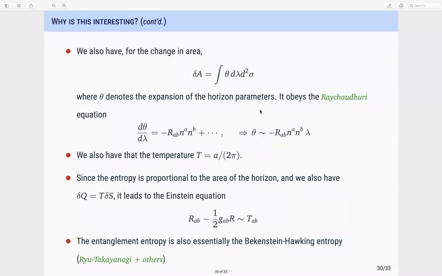Now the entanglement entropy. What is used here is the Bekenstein-Hawking entropy, but it's also the entanglement entropy we know from the work of Ryu and Takayanagi and others. So basically what we are saying is the entanglement entropy, a la this argument, leads to Einstein-type equations, gravity.